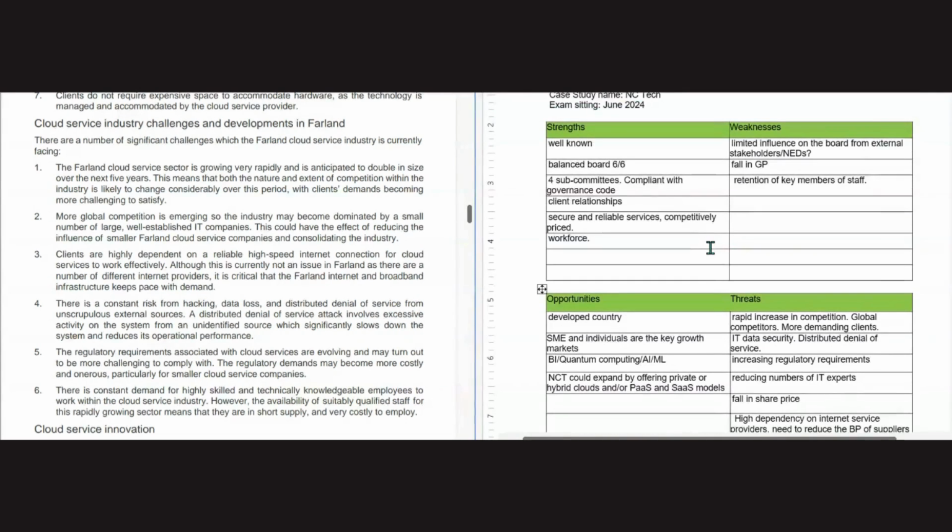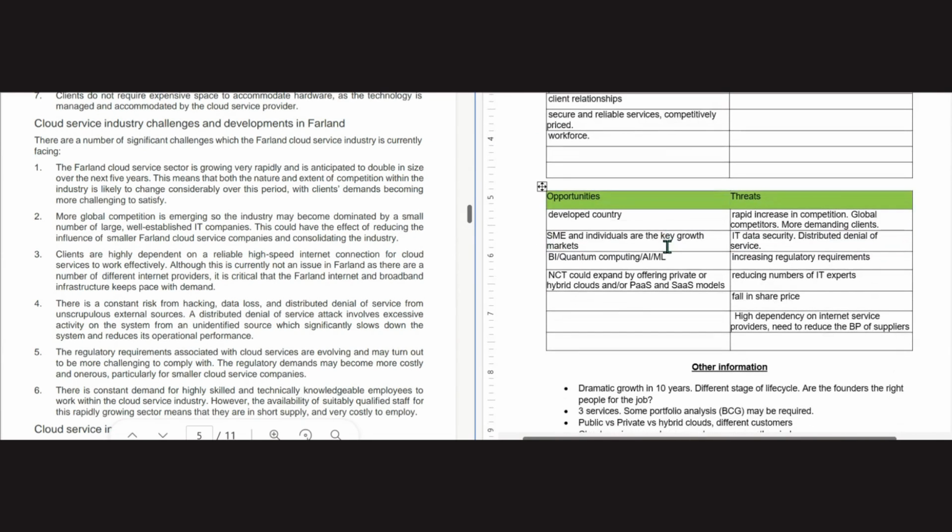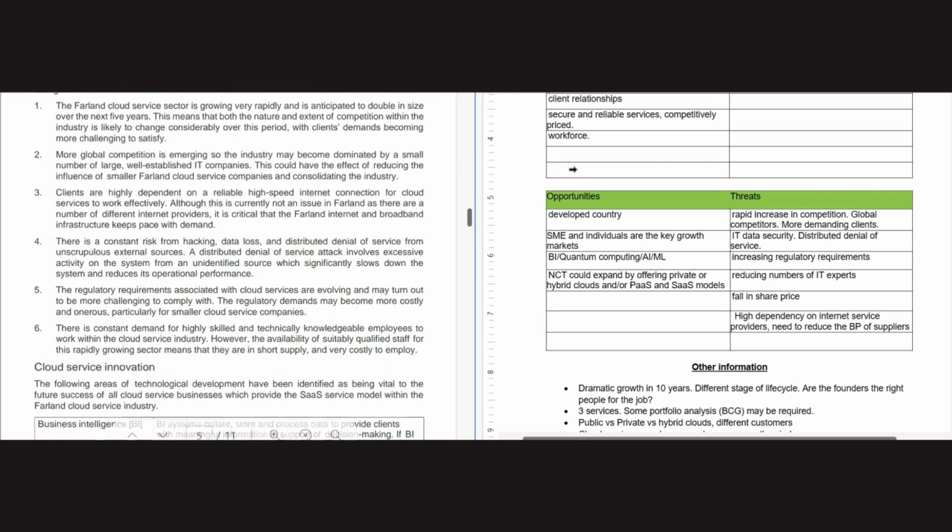And I should have put it in here. I think I've already got competition. That's why I've already written competition down somewhere. There we go. Rapid increase in competition, global competitors, more demanding clients. Okay, that's there. More global competition. Yep, that's also included in there.